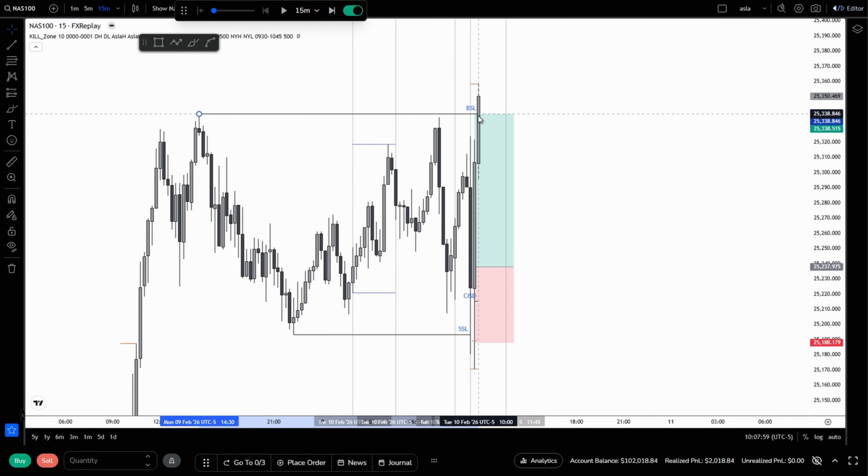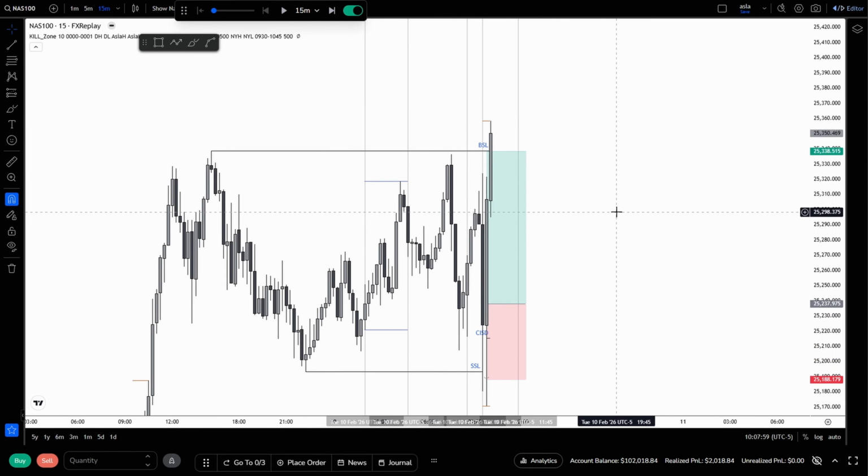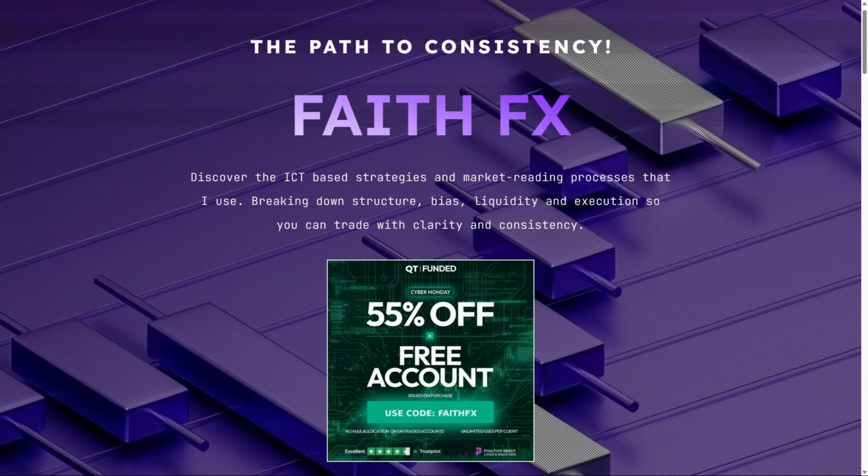Mark the sessions, identify the key levels, wait for New York to manipulate them, wait for confirmation, and then execute. If you apply this consistently, it can really help structure your trading and remove unnecessary guesswork. All right, so that's going to wrap up this model. You've seen multiple examples now, and the process stays the same every time.